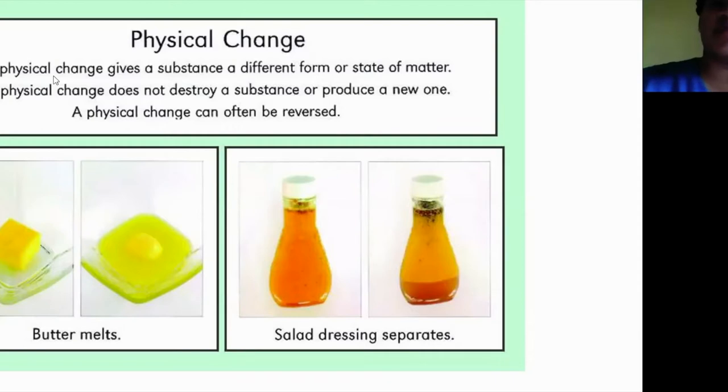So for example, if my house is yellow and I wanted to paint it red, I could always take it back to yellow because it's able to be reversed. It's considered to be a physical change.